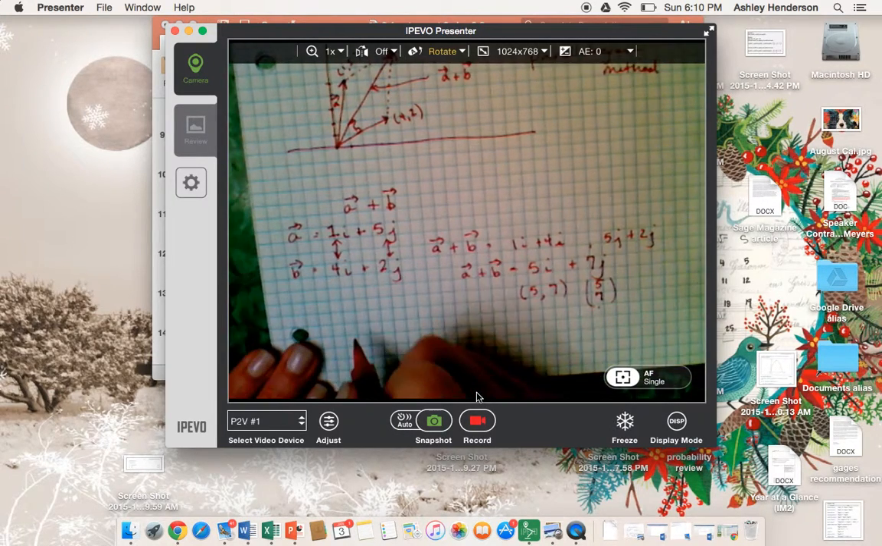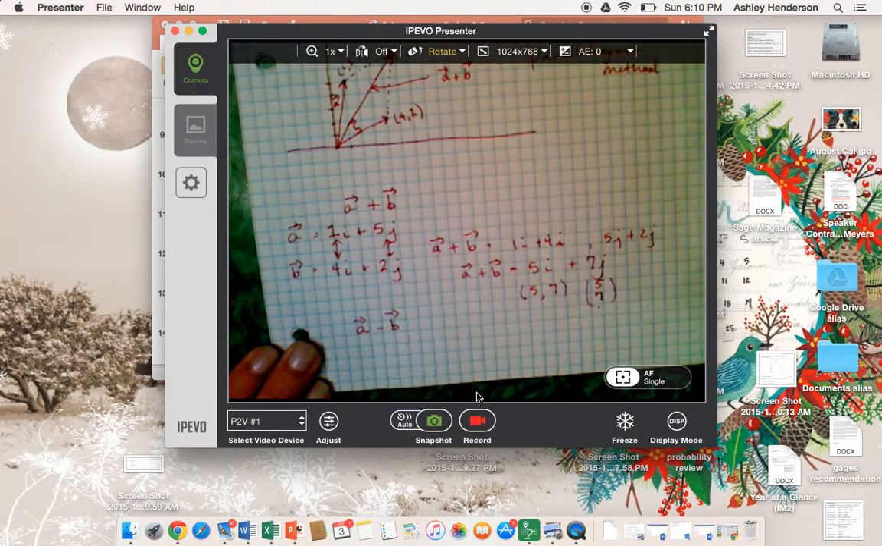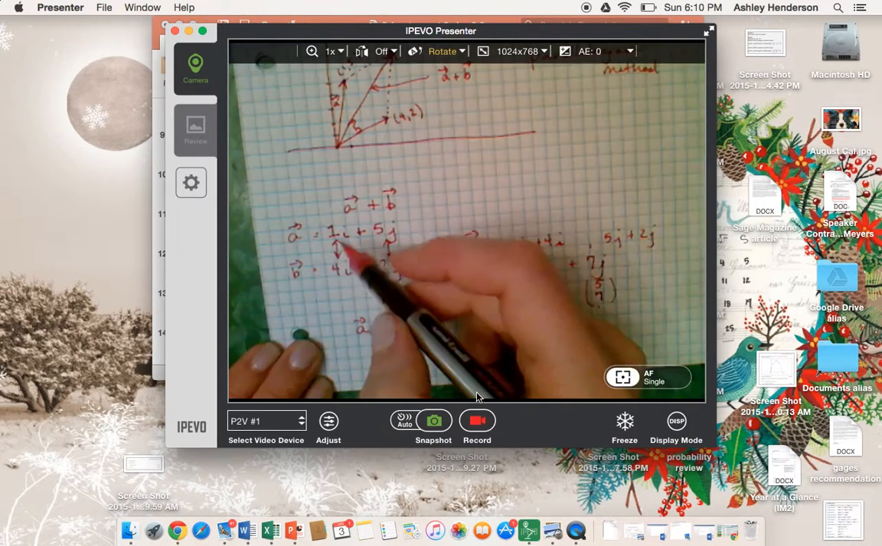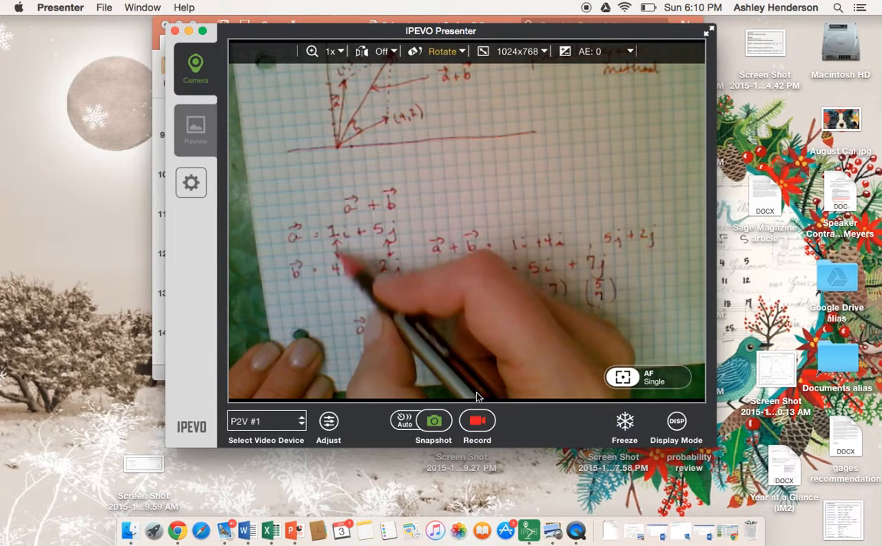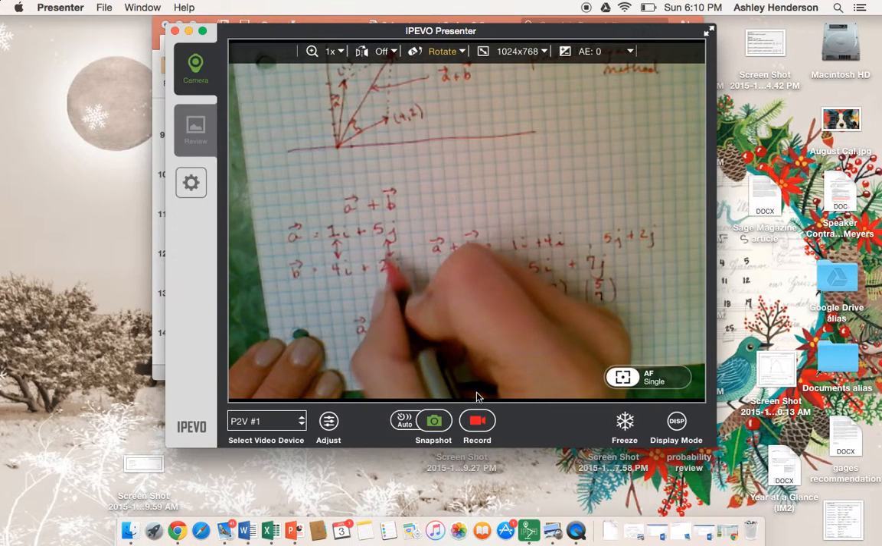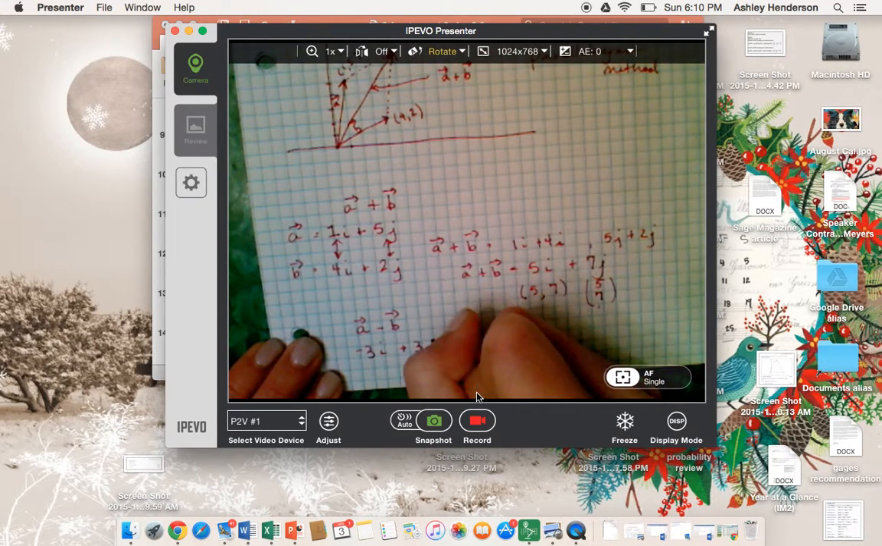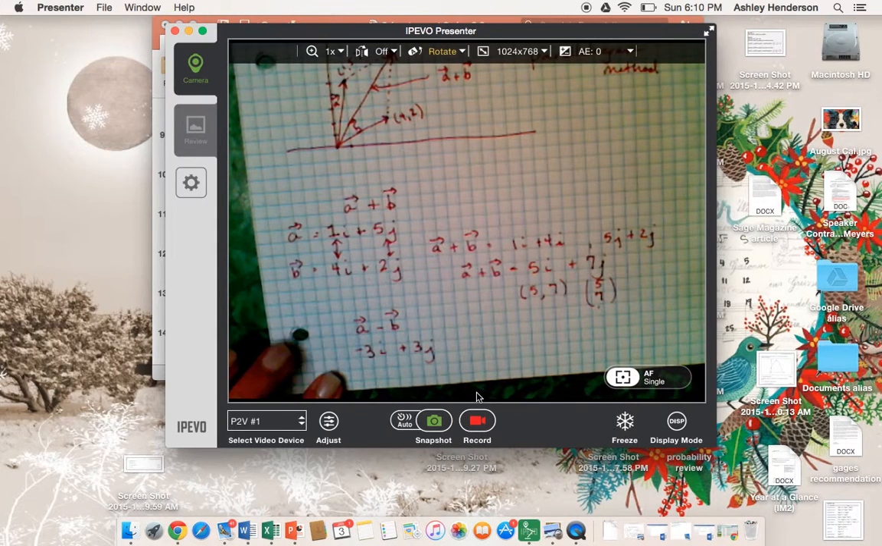Okay. If I wanted to do vector A minus B using this notation, it'd be the same thing. 1 minus 4 would give us negative 3i. 5 minus 2 would give us 3j. It's just another notation. We're going to work with them throughout chapter 9 and 10, this ij notation. So it's not anything tricky, just a new notation.